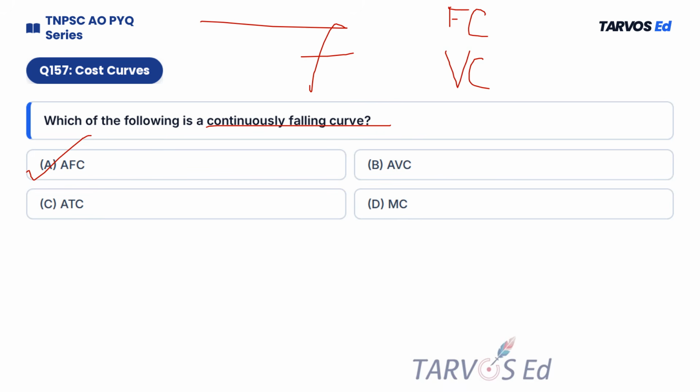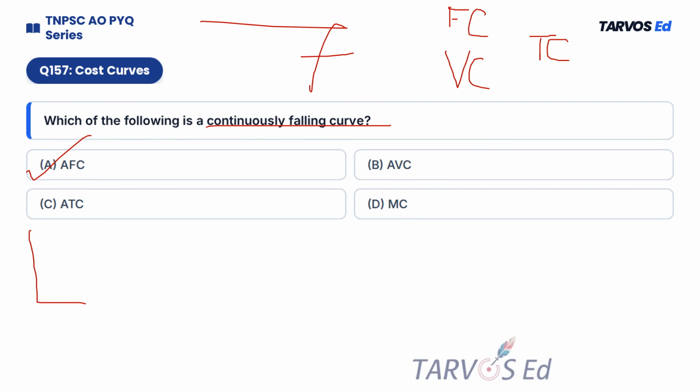It increases with the increase in output or decreases with the decrease in output. If you sum the fixed cost and variable cost, you will get the total cost. Apart from these three, there are other costs: average fixed cost, average variable cost, average total cost, and the marginal cost. Okay. So, starting with the cost curves of FC, VC, and TC.